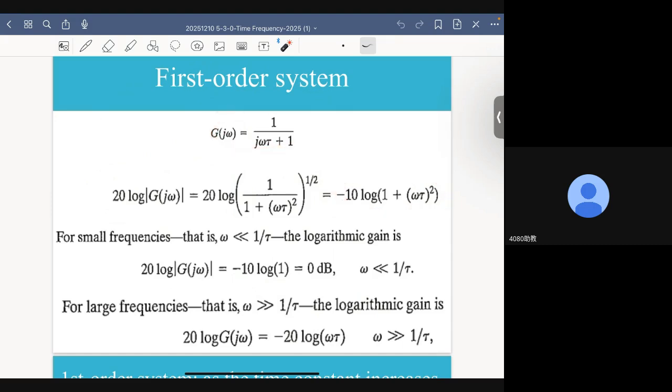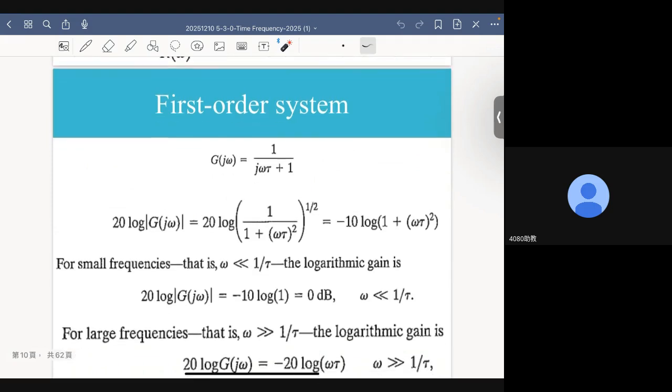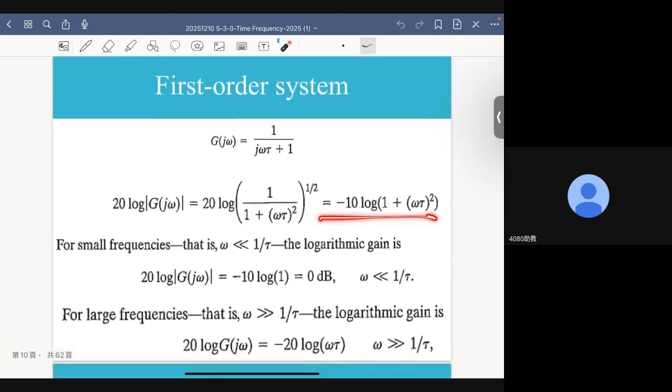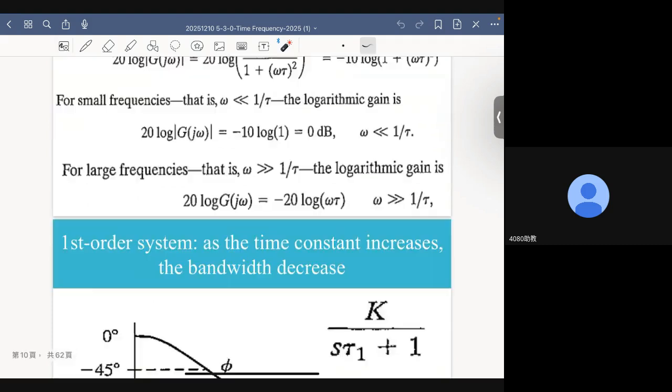But as I said before, we can also set up asymptotes for this function by assuming omega to be very small or omega to be very large. Very small or very large, with respect to what? With respect to the location of the pole, okay? With respect to 1/tau. Remember, tau is the time constant.